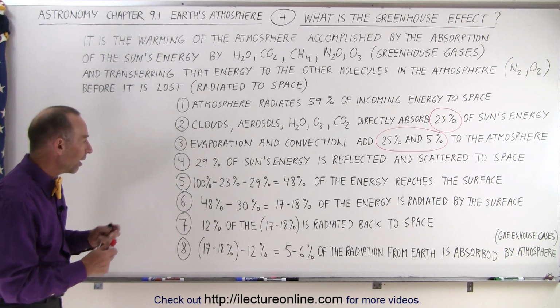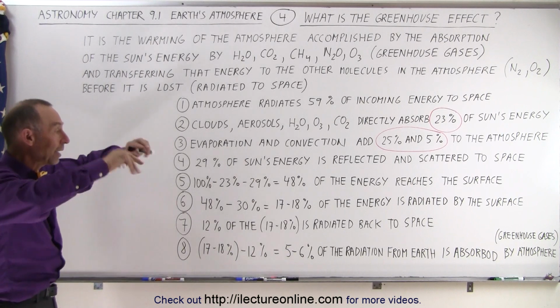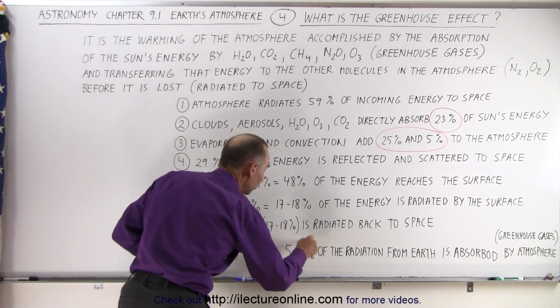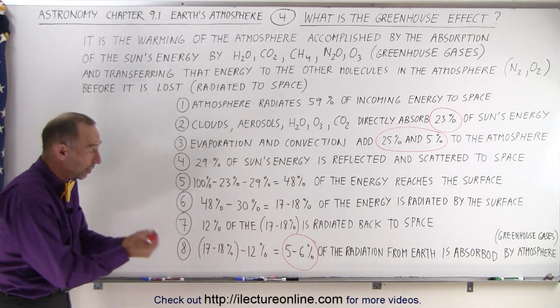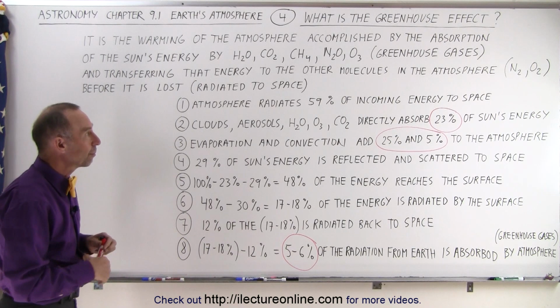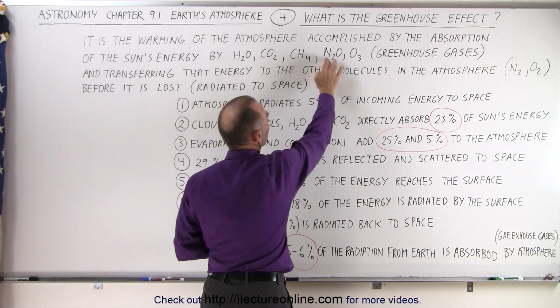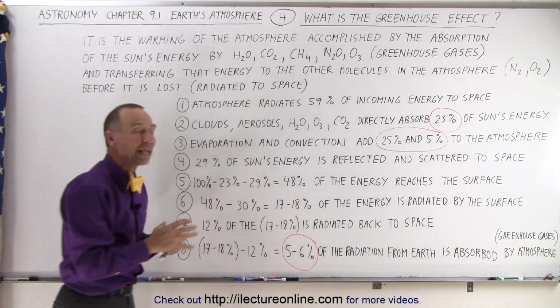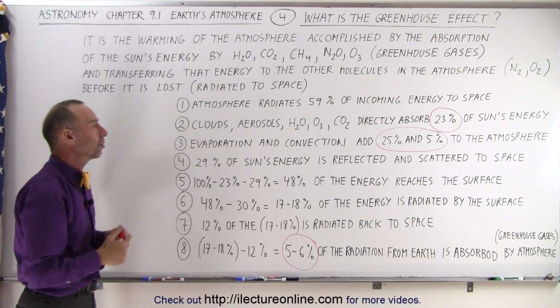And then finally, of the remainder of the energy on the surface of the Earth that gets radiated back into space, about 5 to 6% is of the correct frequency and wavelength so that it can be absorbed by the absorbing gases, primarily water vapor, carbon dioxide, methane, nitrous oxide, and ozone in the atmosphere, which hold back about 5 to 6% that does not make it into space.